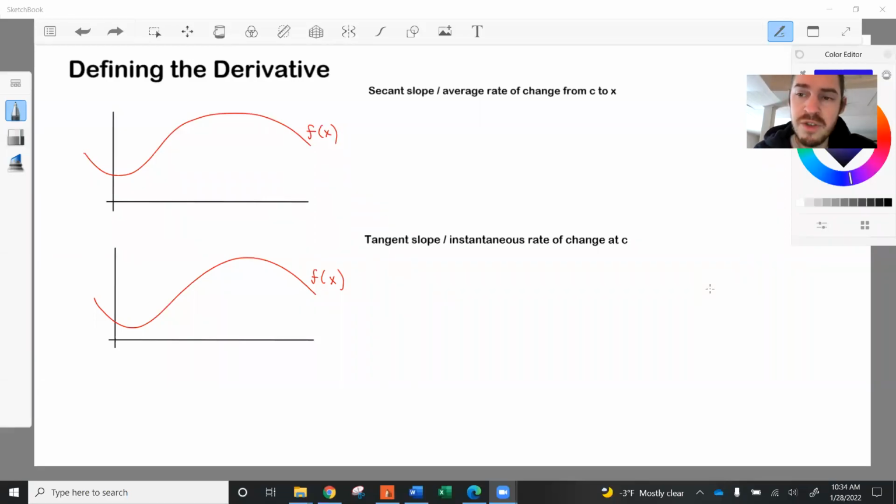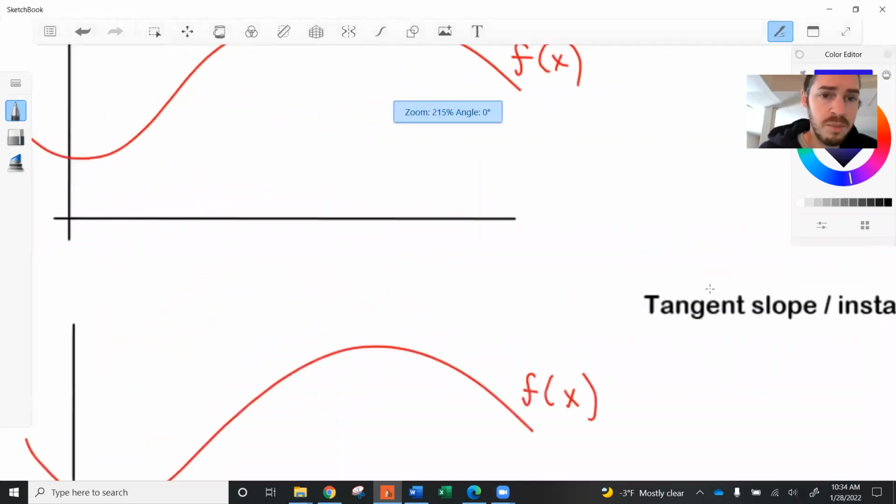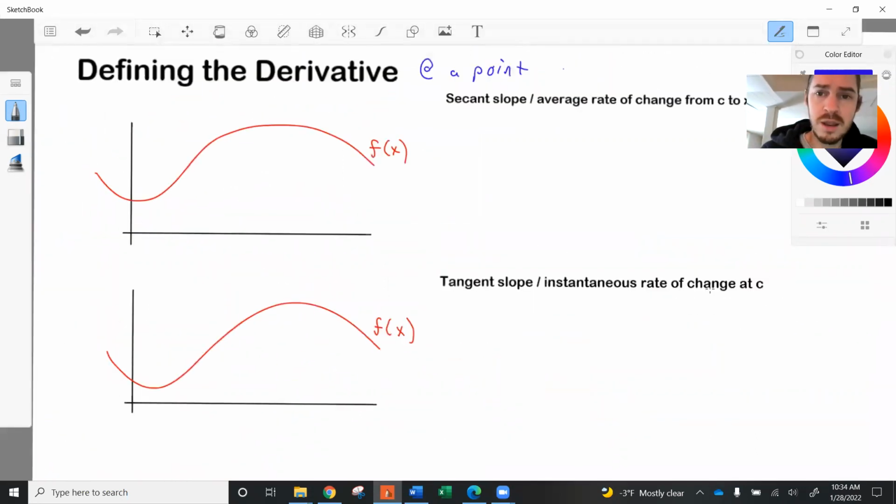Okay, let's look at the definition of a derivative a little more closely. We're going to look at secant slope, and then we're going to look at tangent slope. So in this video, we'll be looking at defining the derivative at a point. Later, we'll be talking about defining the derivative as a function in the next step. So the point in question is going to be like the x value is going to be c.